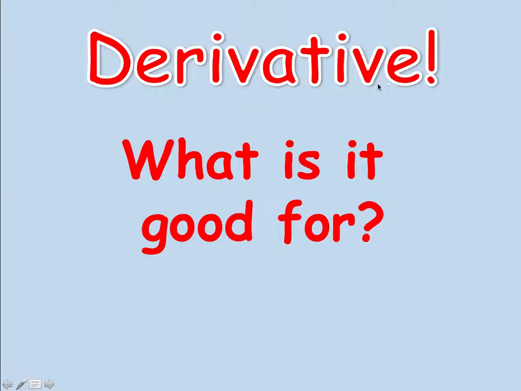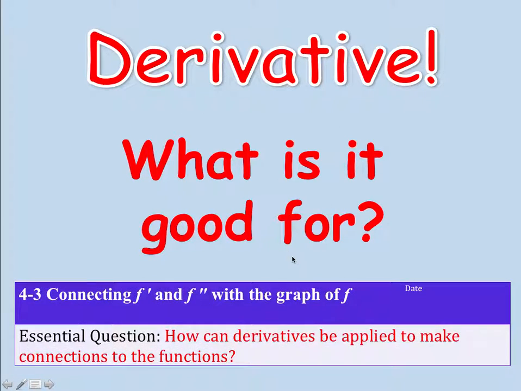So we're going back to this question that we've been looking at all chapter. The derivative, what is it good for? And so that's going to tie into our central question here: how could derivatives be applied to make connections back to the function? So we've already talked about the first derivative being good for doing things like finding mins and maxes, finding cusps and corners. So derivative equal to 0 gets us mins and maxes. Derivative undefined gets us cusps and corners.